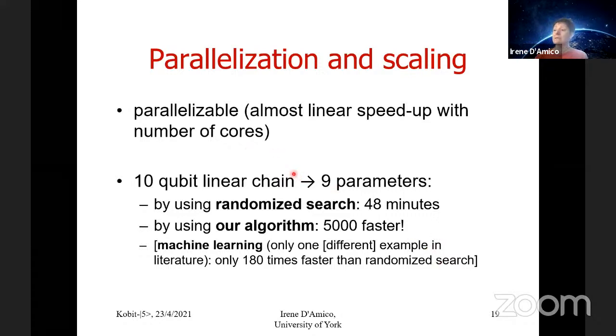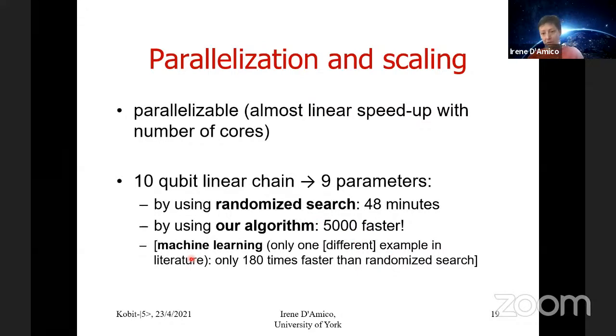And we have tried also to understand if we could say something about the performance with respect to other types of algorithms. So we have taken the case of optimizing a 10-qubit linear chain that has 9 parameters for perfect state transfer. If we do this with a randomized search, we can do it, but it takes 48 minutes, quite a bit, because this is not a big system. If we use our algorithm, we can do it 5,000 times faster. This is really a huge improvement.